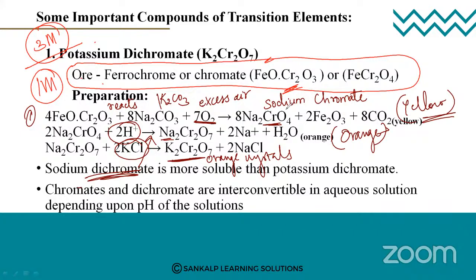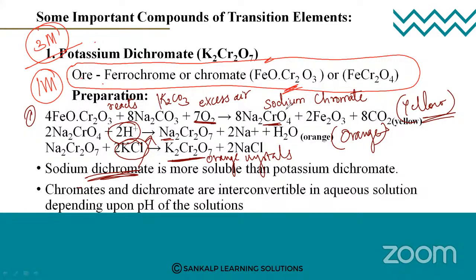First step is what? Which ore are we going to take for manufacturing of potassium dichromate? We are going to take chromite ore or ferrochrome, FeO.Cr2O3 or FeCr2O4. In the first step, we are going to fuse the chromite ore, or react it, with sodium carbonate in the presence of excess air. We are going to get sodium chromate, Fe2O3 and carbon dioxide. The color of the solution obtained will be yellow.